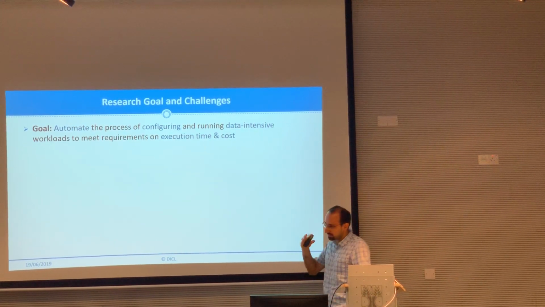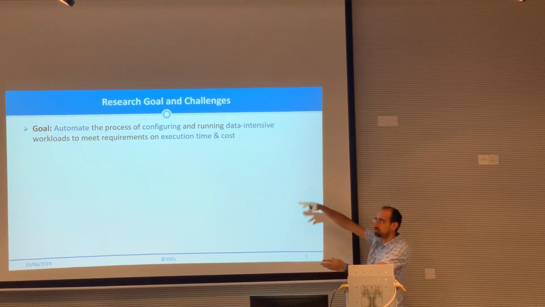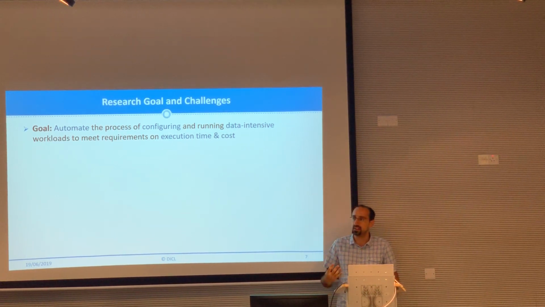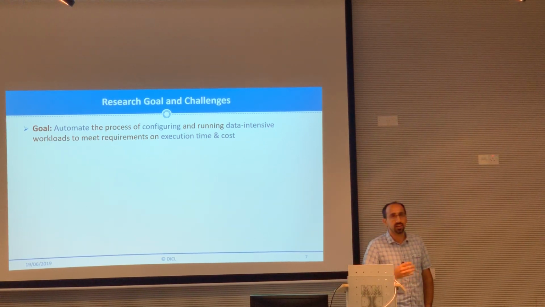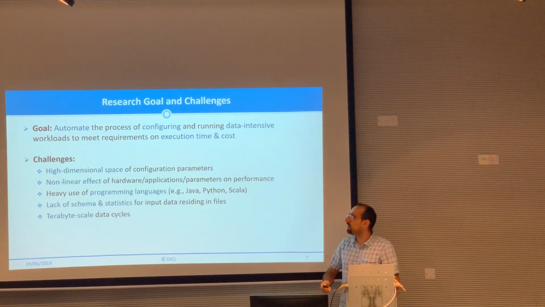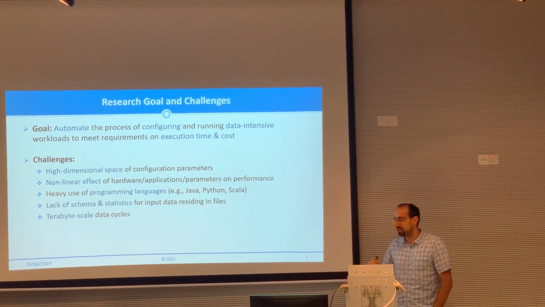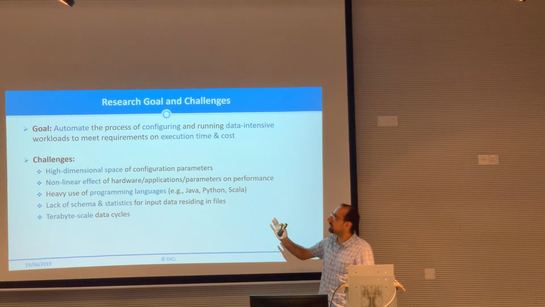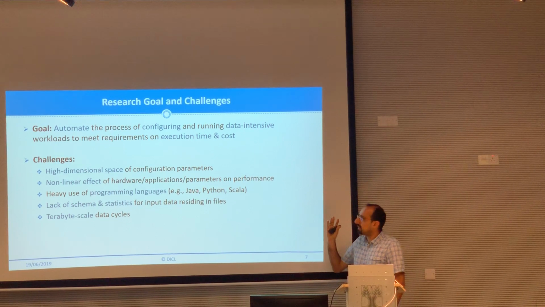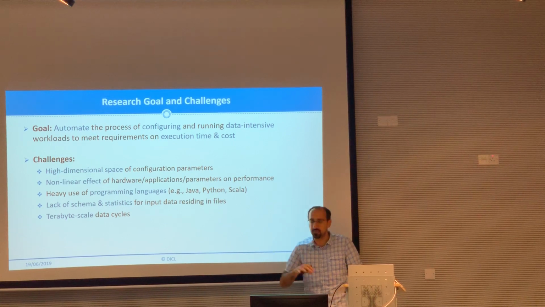So that led a lot of people to start thinking about this problem. How do we automate all of this? We showed 3 levels of configuration options. How do we automate the process of configuring and running data-intensive workloads in order to meet the various user requirements? I've already alluded to some of the challenges, but let's go through them one at a time. First, of course, we have a very high-dimensional space. Lots of parameters with different interactions between them. And as we've already seen, there's a nonlinear effect that the hardware, the applications, and the parameters can have on the application performance.